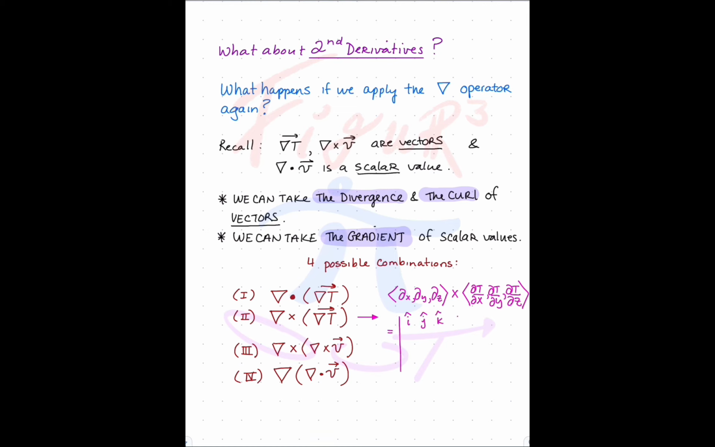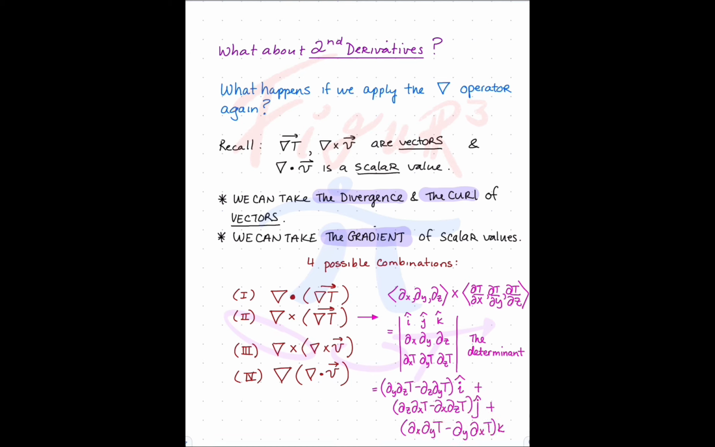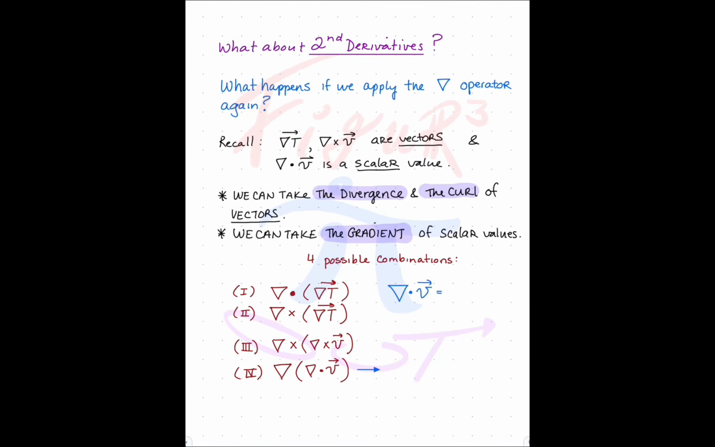The cross product, again, is just a determinant, this time with some differential components. And as you would expect, we could write this out using the determinant rules. But because of symmetry of partial differentiation, we get a lot of things to cancel here, and we find that the curl of the gradient is always 0.